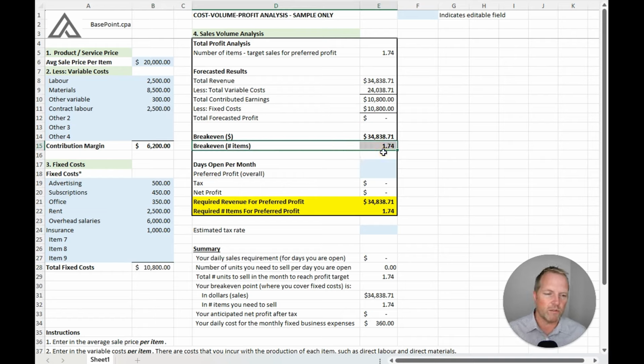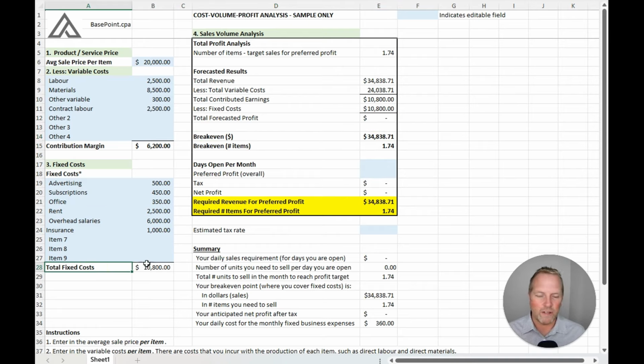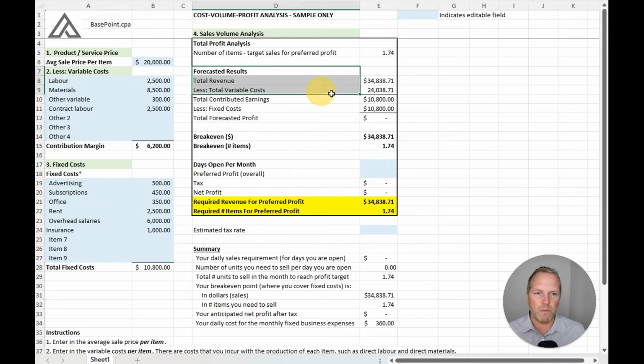That's the number of jobs. And of course, generally you're doing total jobs, entire jobs. You're not going to quote 0.74 of a job, so you round that up. Basically, you need to be doing about 2 per month to break even there. So you're looking at about $34,838 in revenue in order to break even and cover your fixed costs. This is a bit of a forecast of what the results would look like.